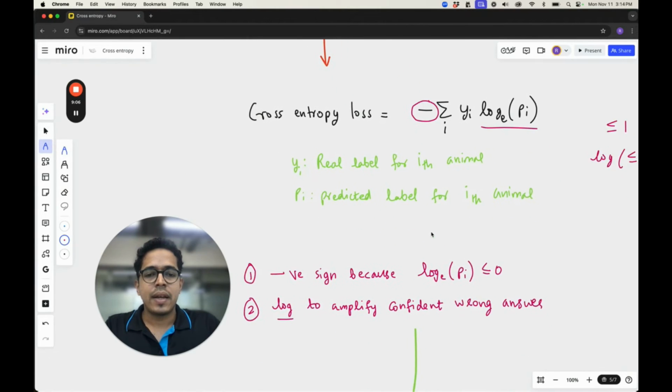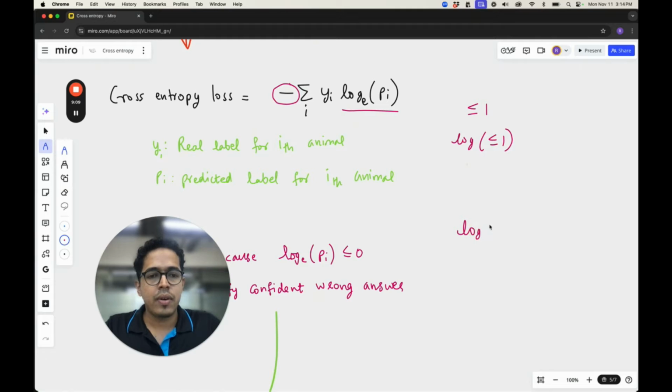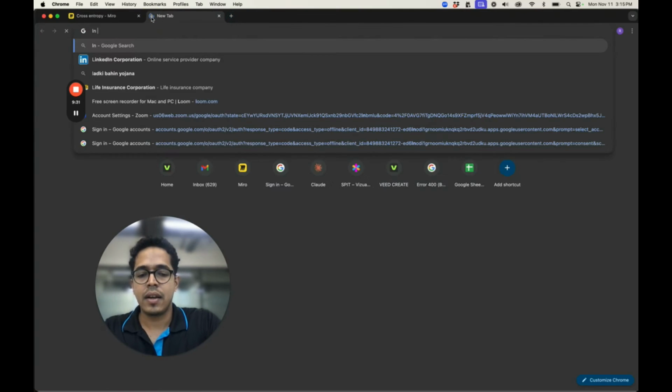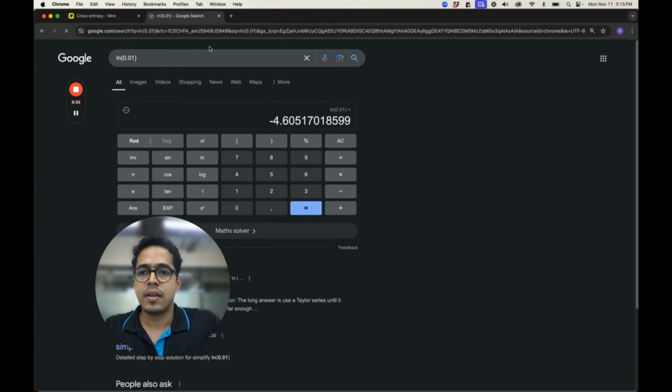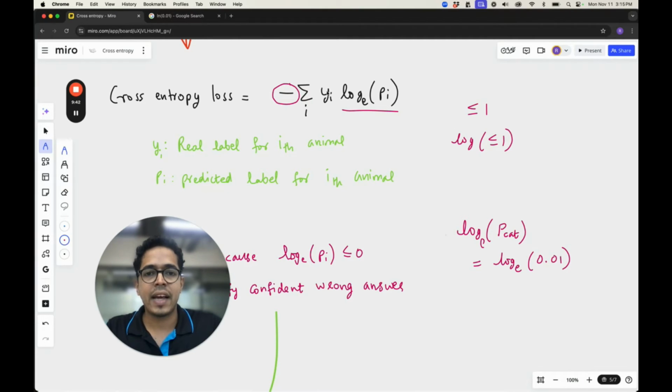And that is the reason why we are using log, because if we take log of pi, let's say pi for i equal to cat, which is p cat. What is this for person 2? It will be the natural logarithm of 0.01. And this should be a big negative number. So let's calculate what that is. Ln of 0.01. So this is a relatively big number, negative 4.6. And when you add a negative sign to it, and we know that yi for cat is 1 because the true label for cat is 1, and then you add a negative symbol. So basically, for person 2, the cross entropy loss will become 4.60.